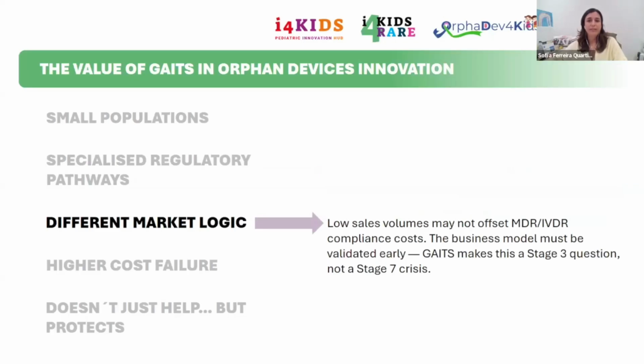Also, the market of orphan devices is different from the mainstream medical technology market. If you sell a small number of products, you may find it hard to make up for the cost of meeting the MDR. This is something that has been proven before. If your business model is based on traditional ideas, it will not work. And GAITS makes this a stage 3 question, not a stage 7 question when you are arriving into the market.